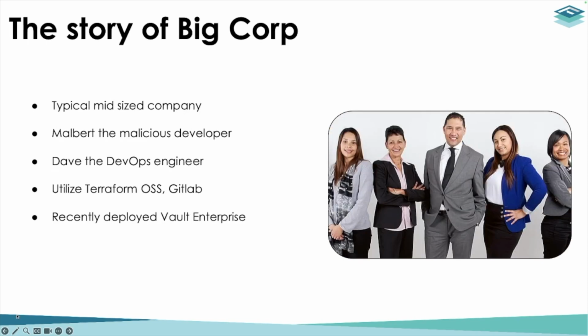During this talk, we're going to cover a number of events that form around the fictional company HashiCorp. HashiCorp is your typical mid-sized company that utilizes Terraform open source for most of their infrastructure requirements, Gitlab for their version control and continuous integration needs, and they've recently also deployed Vault Enterprise and have already covered a number of different use cases, but the implementation is not 100% there already.